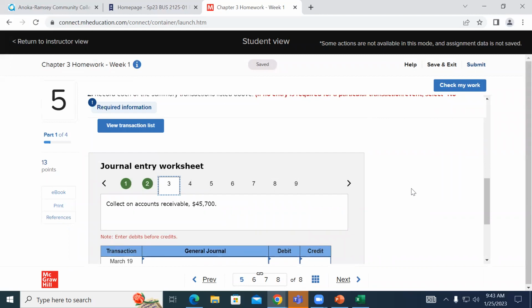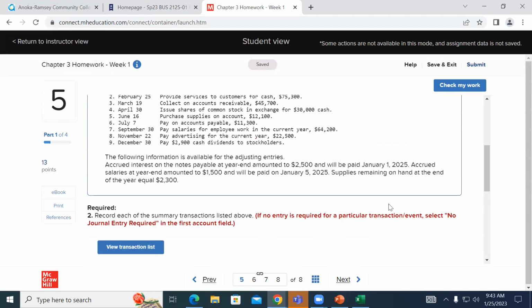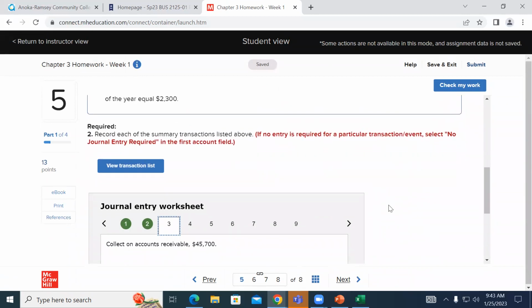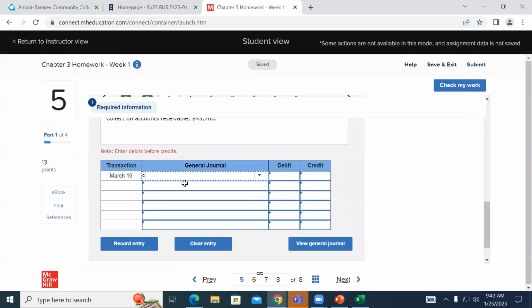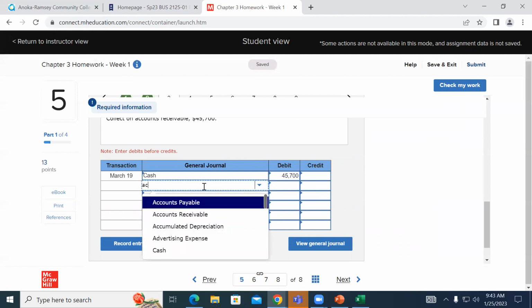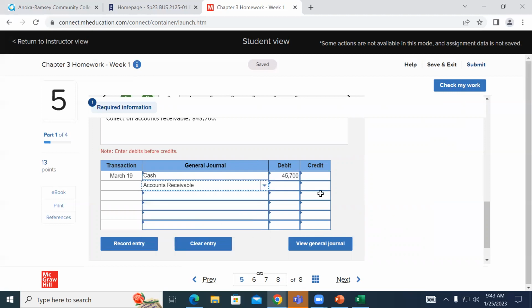Collect on accounts receivable $45,700. What does that mean? We got the cash for people that owed us money. So when we get the cash, what do we debit? Cash for $45,700. And what do we credit? Accounts receivable. They don't owe us that money anymore, do they? Right? They paid it.